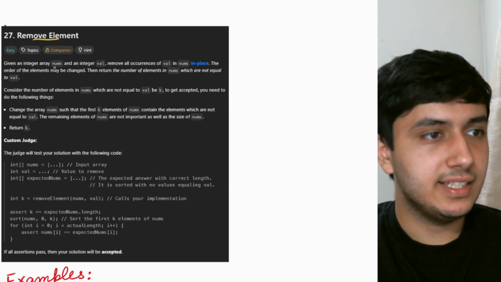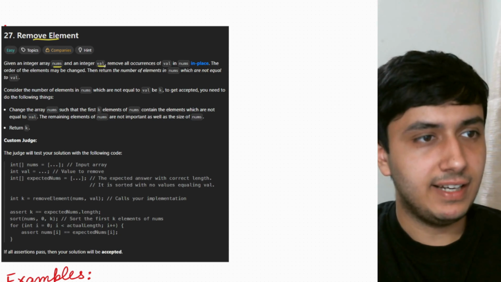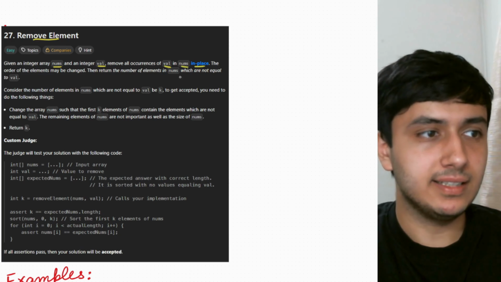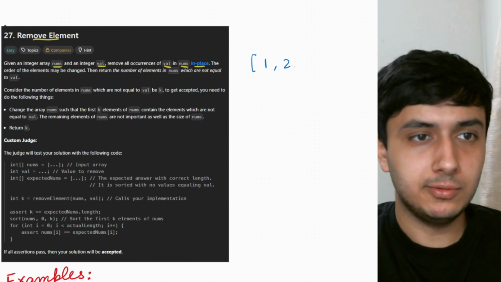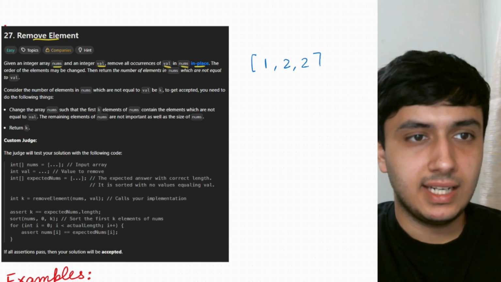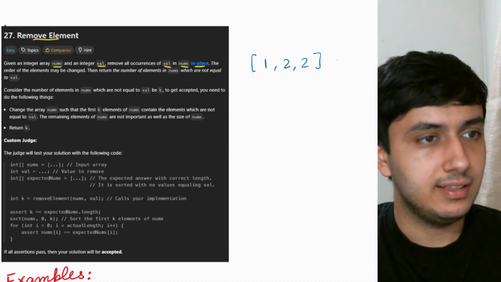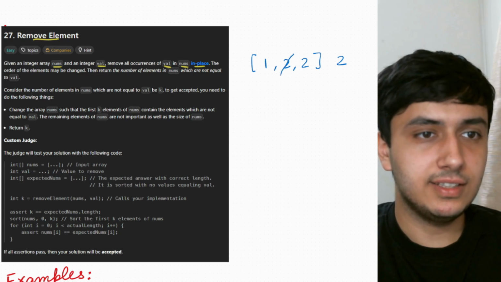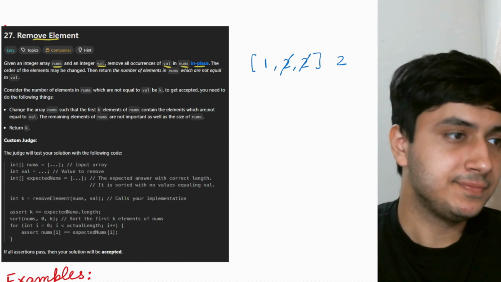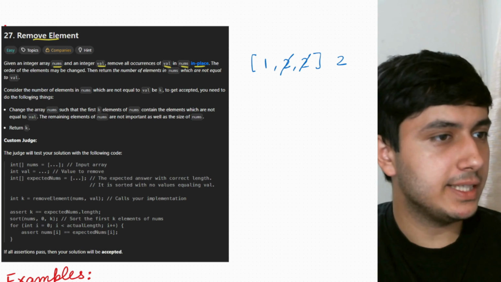Given an integer array nums and an integer val, remove all the occurrences of val in nums in place. So we'll be given an array, let's say 1, 2, 2, and we'll be given an integer val, let's say it's 2. So every time that occurs, we're supposed to remove that in place. Let's read the rest of the question.